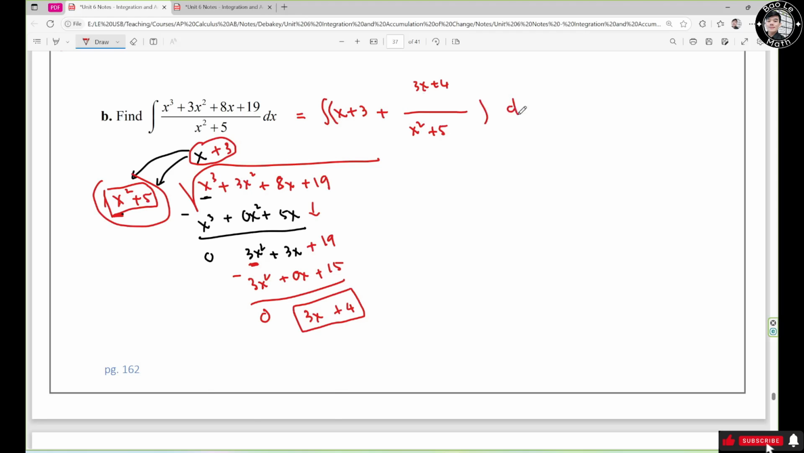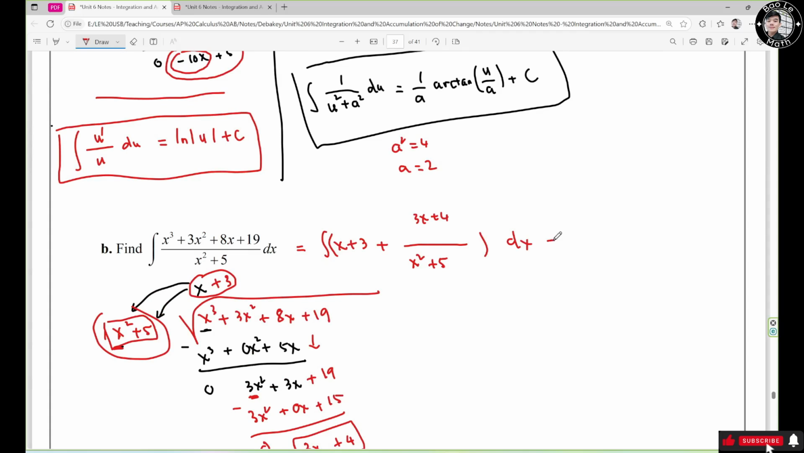Right, now I need to separate this one, so this turns out to be the antiderivative of s plus 3 ds, plus the antiderivative of 3s over s squared plus 5 ds, plus the antiderivative of 4 over s squared plus 5 ds. The antiderivative of s is going to be s squared over 2. The antiderivative of 3 is going to be plus 3s.